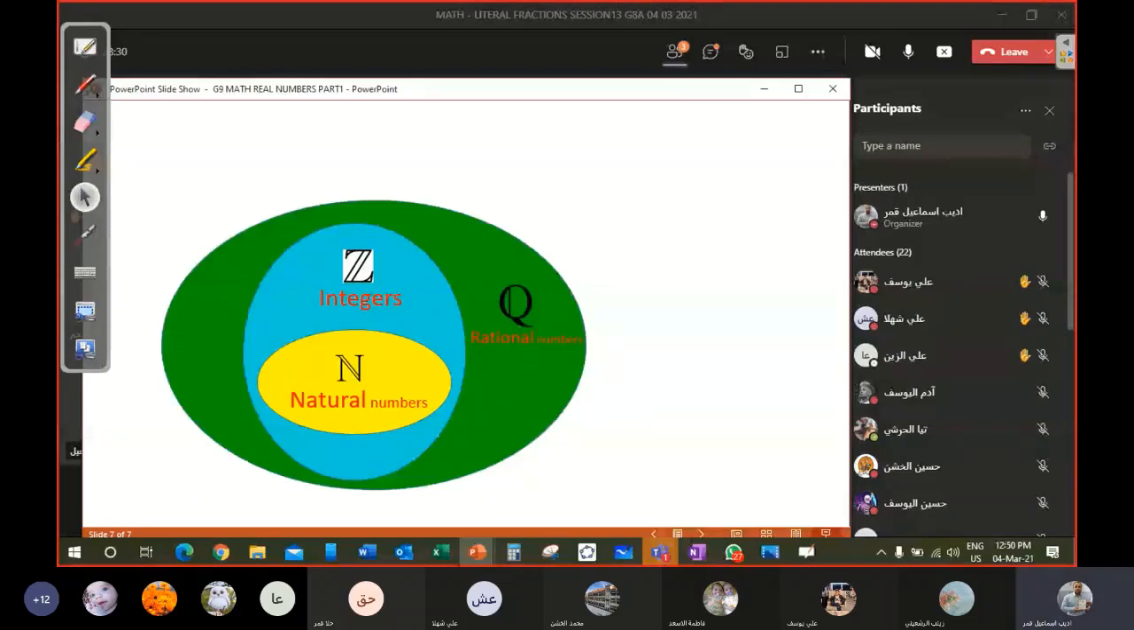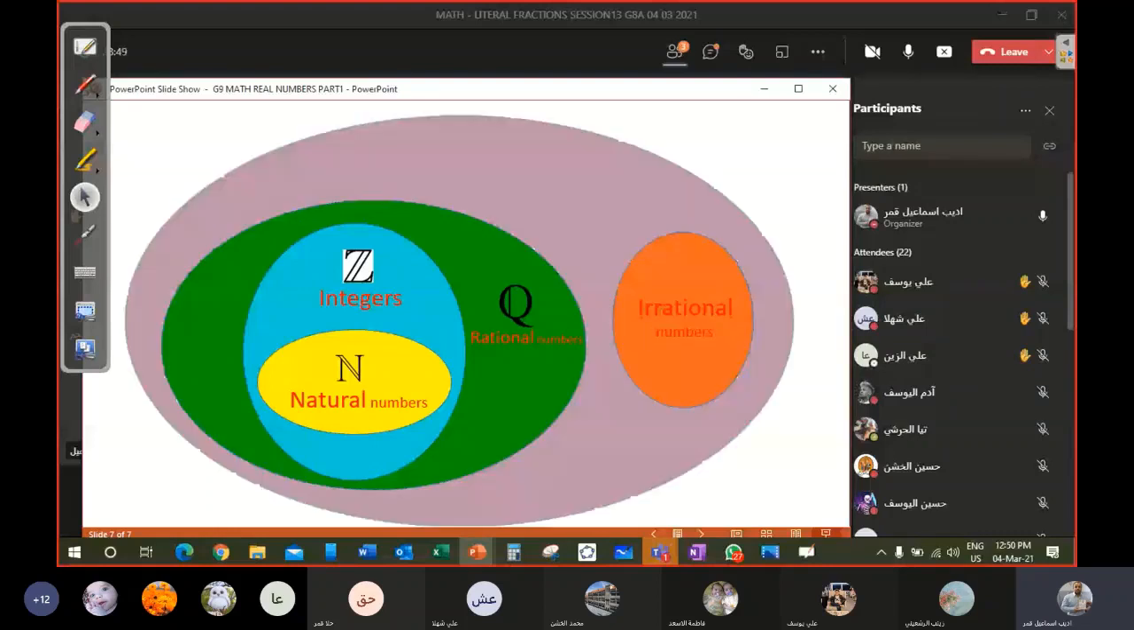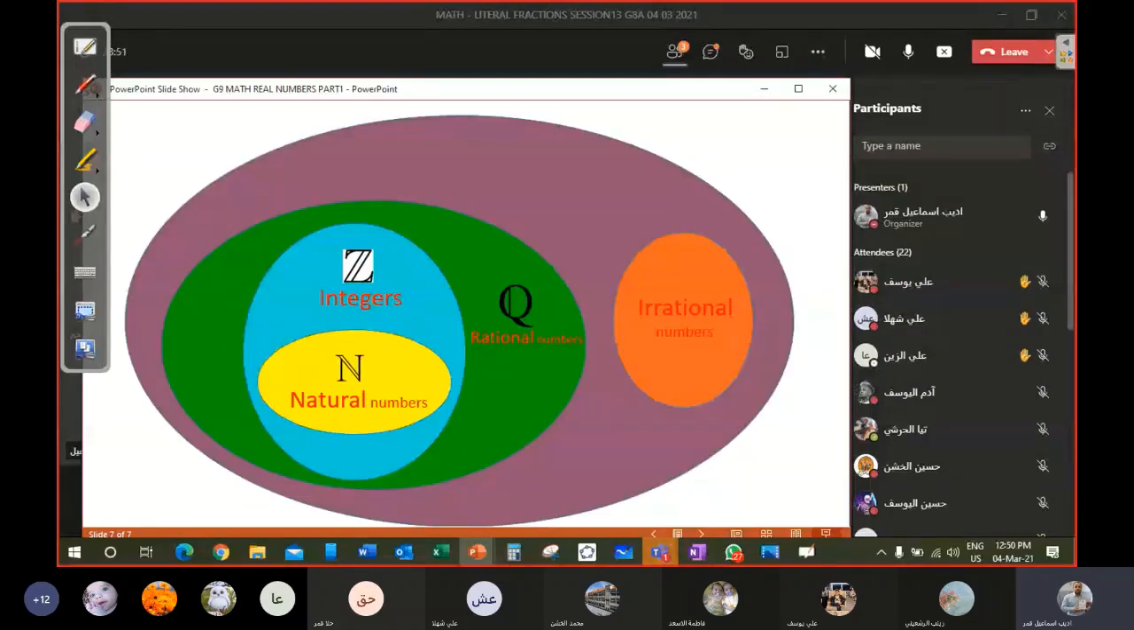All these integers are called rational numbers, in addition to the decimal and periodic numbers. The integers are contained in the set of the rational numbers. Okay, we have another group of numbers that are the irrational numbers. The rational numbers and the irrational numbers together are called what? The real numbers.